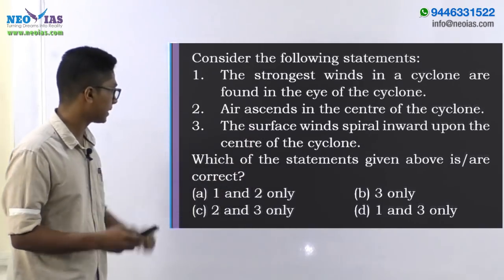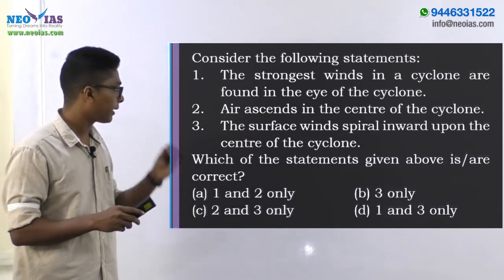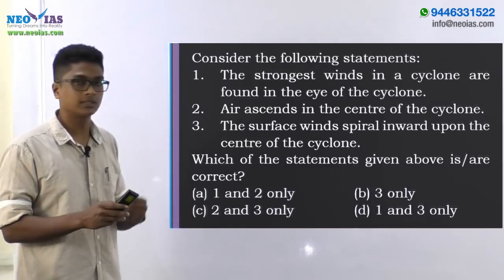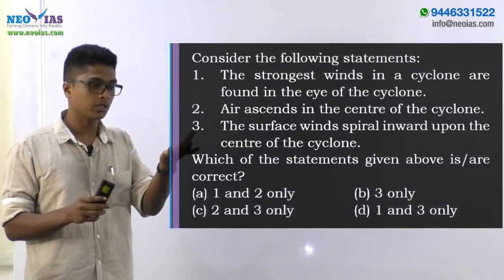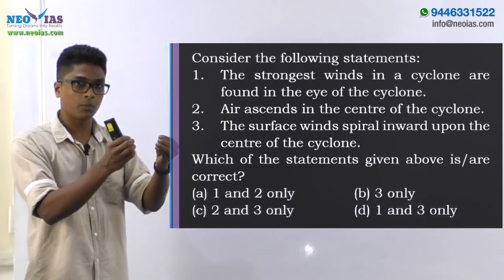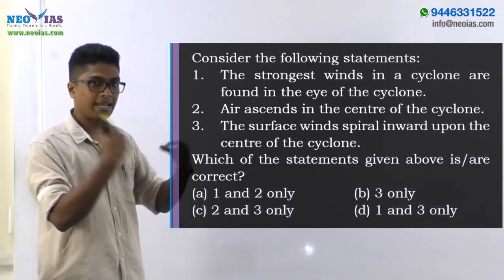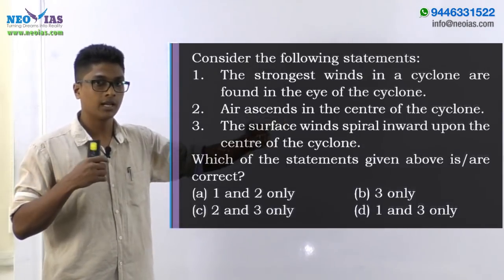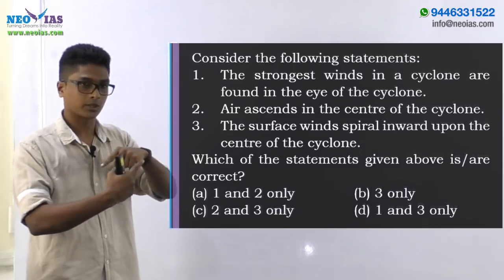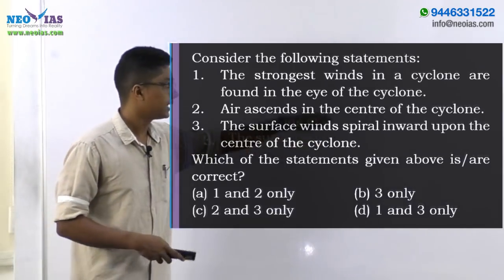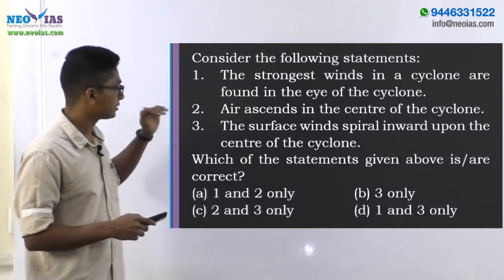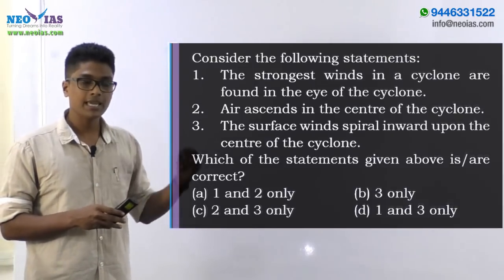Now going through the third statement, the surface winds spiral inward upon the center of the cyclone. If you are having a low pressure, the wind will be converging towards this low pressure, and if this low pressure is very intense and away from the equator, it will start to spin around this low pressure. So that movement we call spiraling inward. So in this question, the answer comes out as B, which is 3 only.